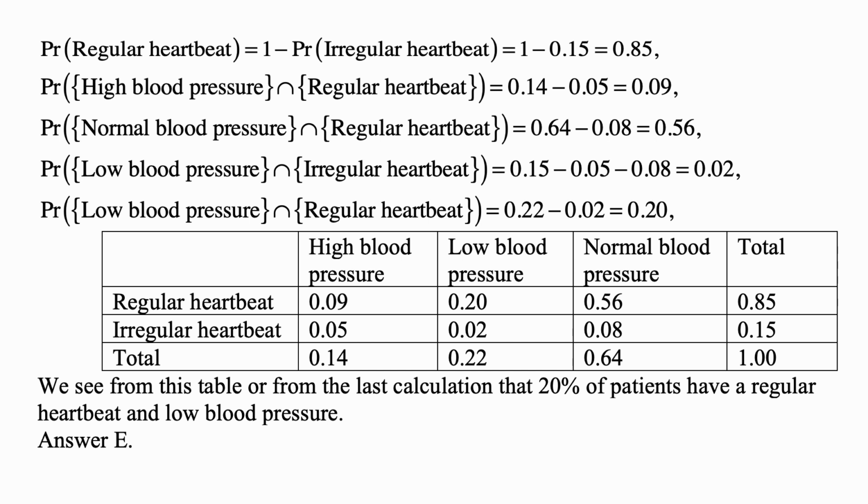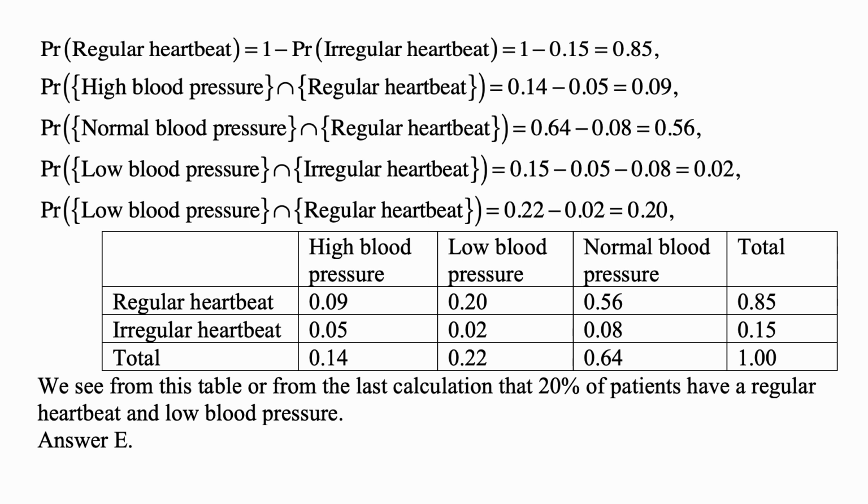And we have basically the table that you see here, where you have the probabilities of high blood pressure and regular heartbeat is 0.09, high blood pressure and irregular heartbeat is 0.05, a total probability of high blood pressure of 0.14, probability of low blood pressure and regular heartbeat is 0.20, probability of low blood pressure and irregular heartbeat is 0.02, and total probability of low blood pressure is 0.22. Probability of normal blood pressure and regular heartbeat is 0.56. Probability of normal blood pressure and irregular heartbeat is 0.08, and the total of the two is 0.64, and that's a probability of normal blood pressure. And then the total probability of regular heartbeat is 0.85, total probability of irregular heartbeat is 0.15, and of course all probabilities add up to 1, either in the last row or in the last column.